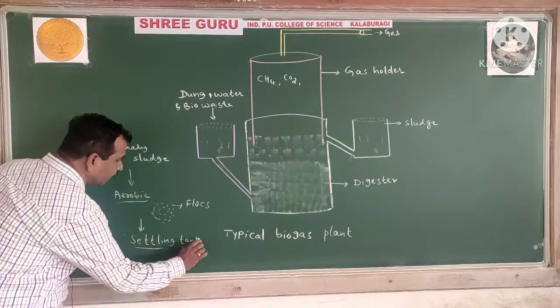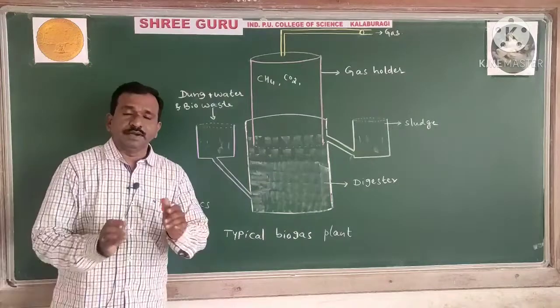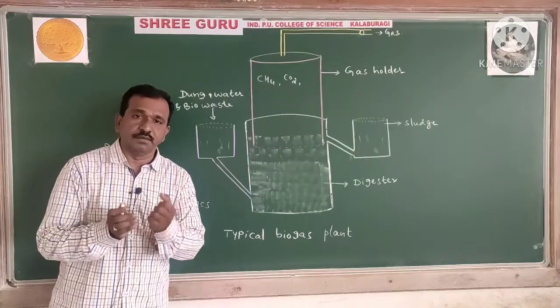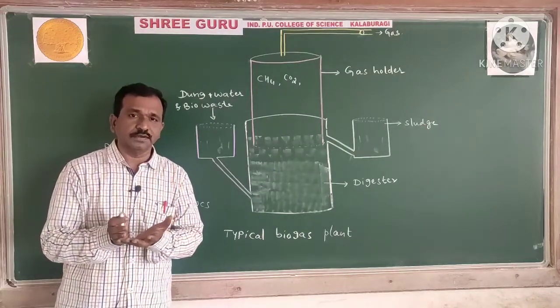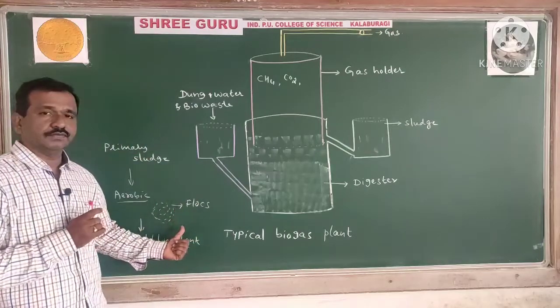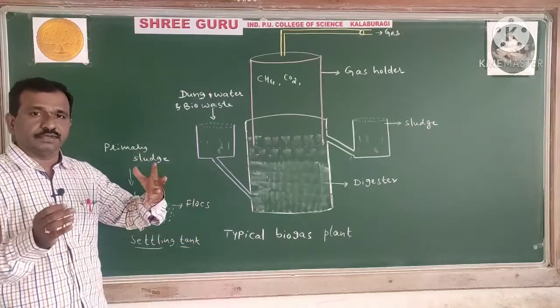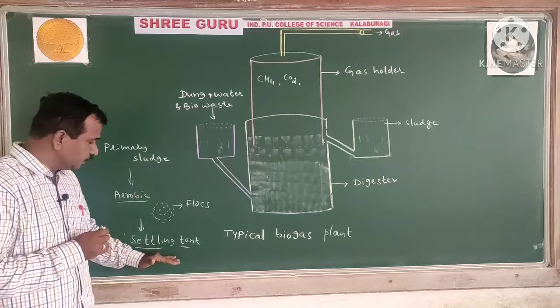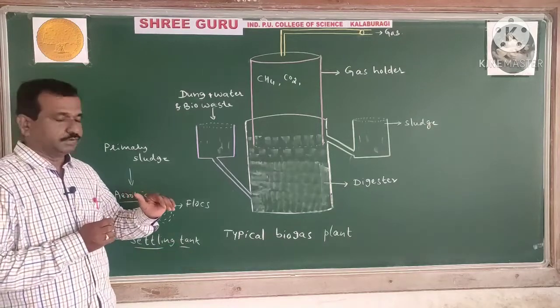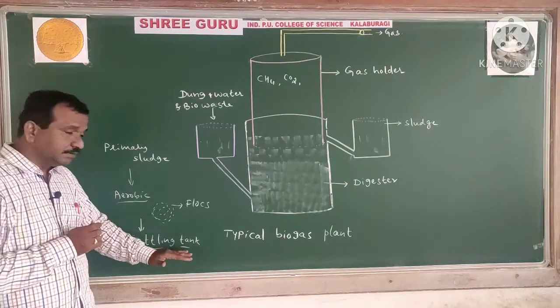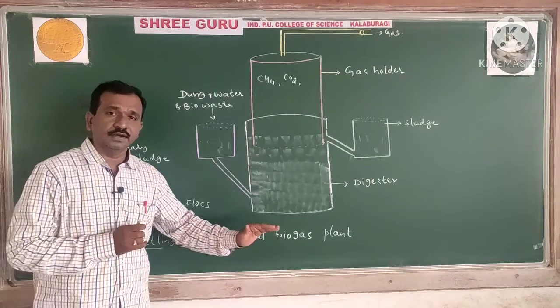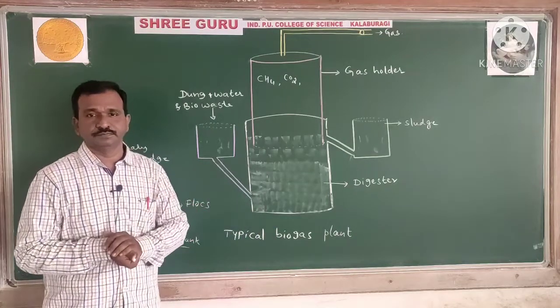In the settling tank the microorganisms settle down. What kind of microbes are there here? Aerobic microorganisms are there. Already they have digested and they start settling down. This is called the settling tank, and this is also considered as activated sludge.